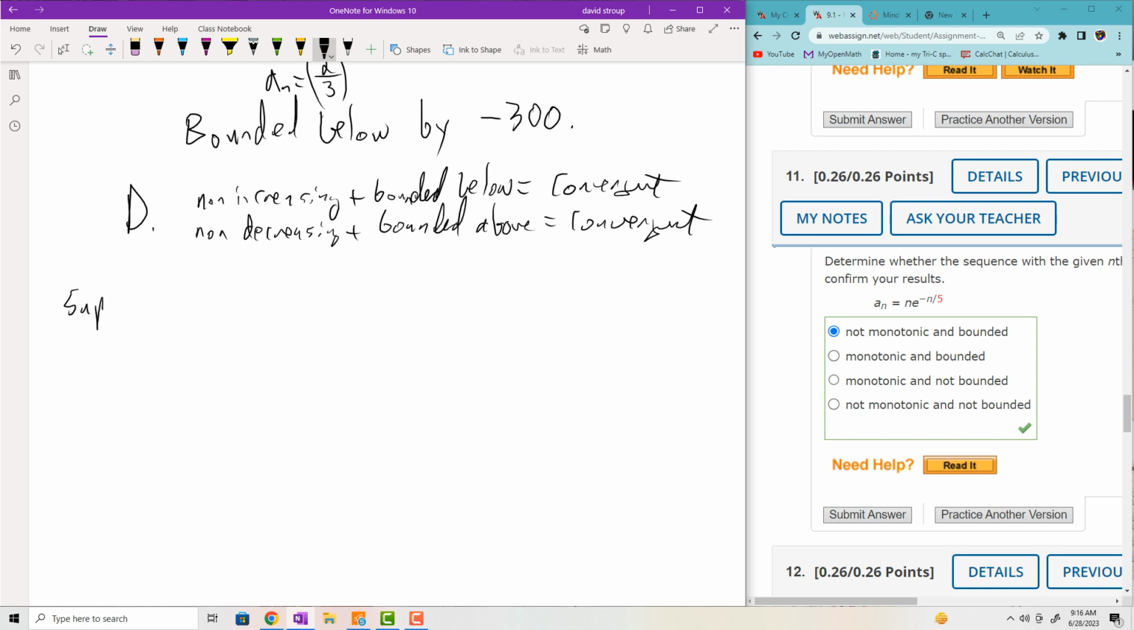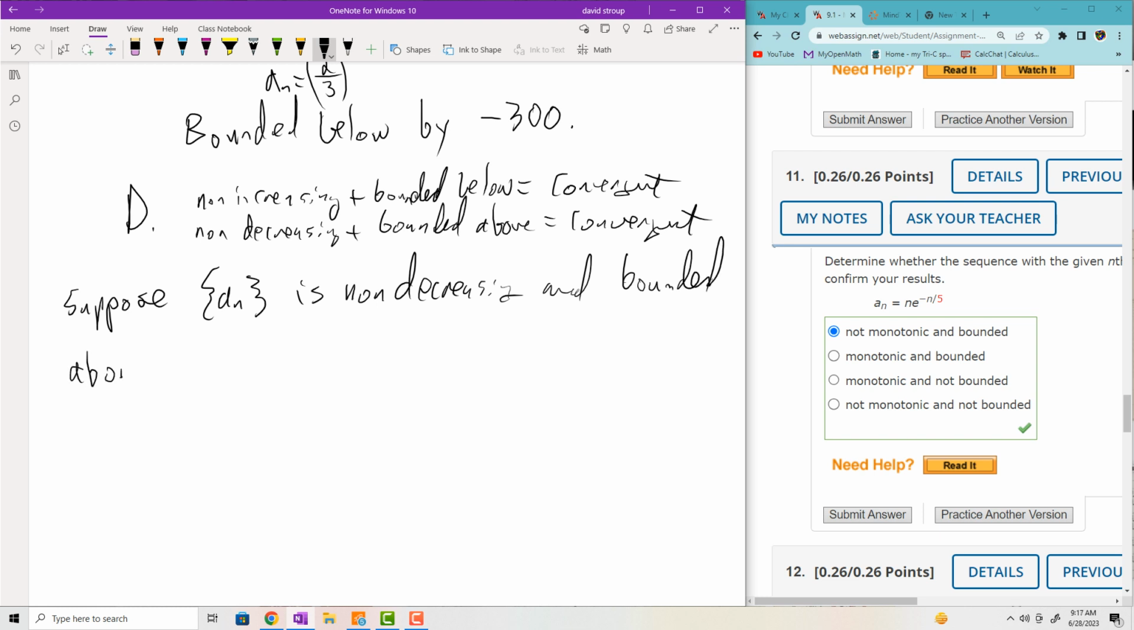So we will suppose one case. I'm going to suppose the non-decreasing case. So suppose the sequence A sub n is non-decreasing and bounded above. Okay. We also want to assume for the purposes of the proof that all the terms are positive.